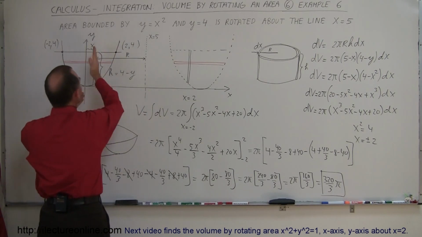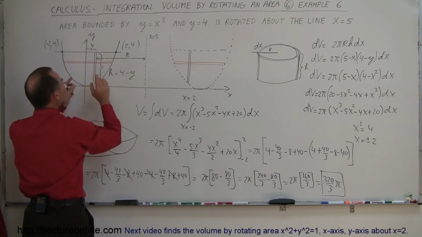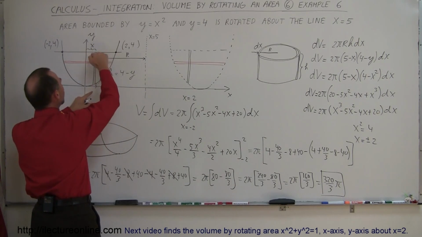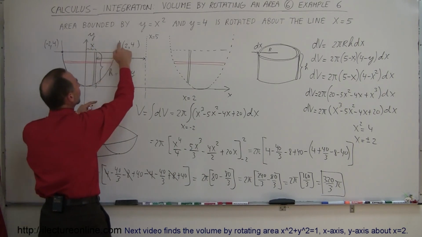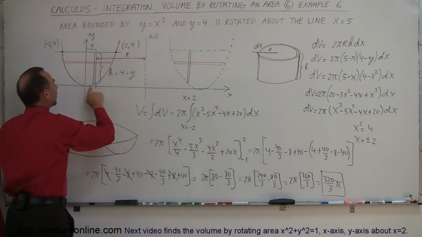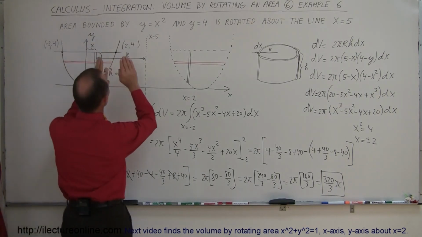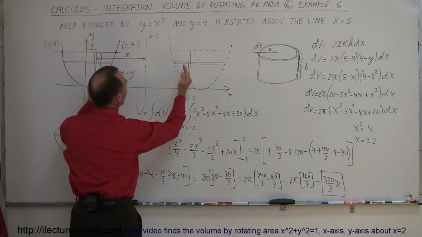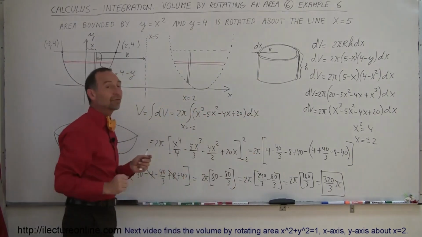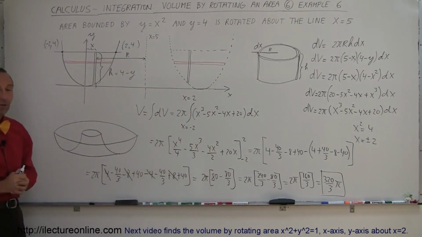That doesn't work. You want the upper and lower bound of your volume to be bounded by the two separate equations. In this case, it's bounded by y equals 4 at the top, and it's bounded by y equals x squared at the bottom. That's a better way to go. So you get a hollow cylinder as a dV, and that will allow you to find the volume of the structure. That's how you do that.